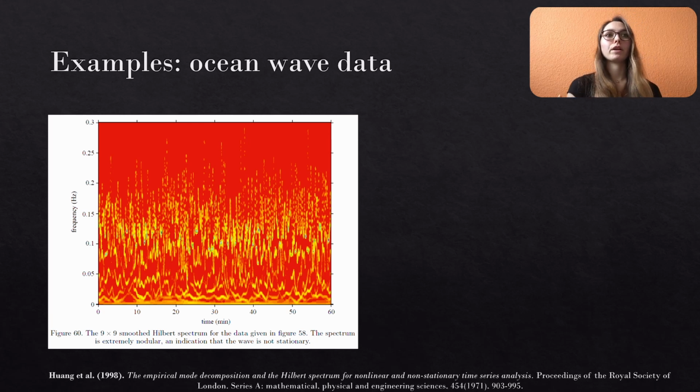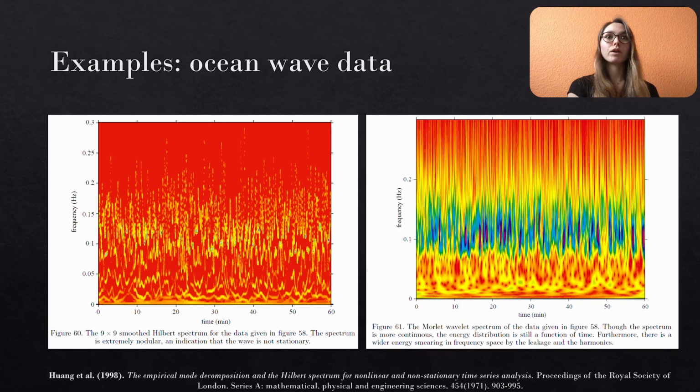And as I've already mentioned, this type of data would have been analyzed using the Wavelet Transform in the past. So the Wavelet Transform can also provide us with an energy frequency time distribution, and you see this distribution for the ocean wave data on the right. Compared to the Hilbert spectrum, the wavelet spectrum is more continuous. It has very different energy distributions, especially for the frequencies around 0.1 Hz, and it includes much higher frequencies.